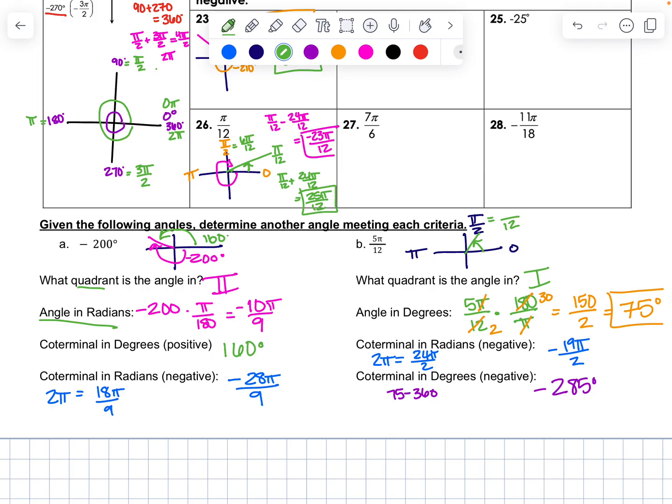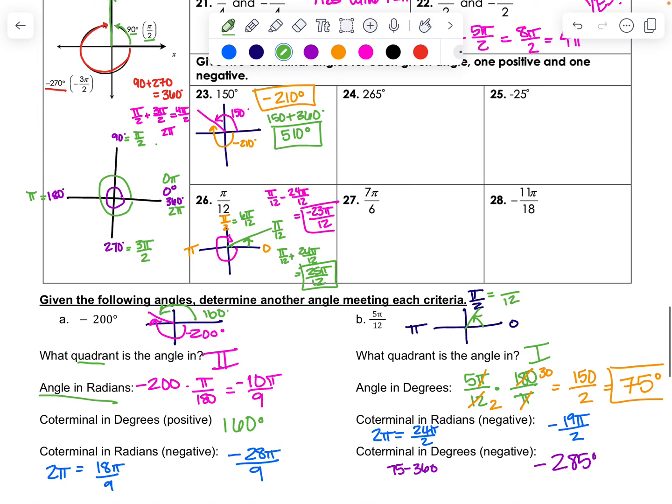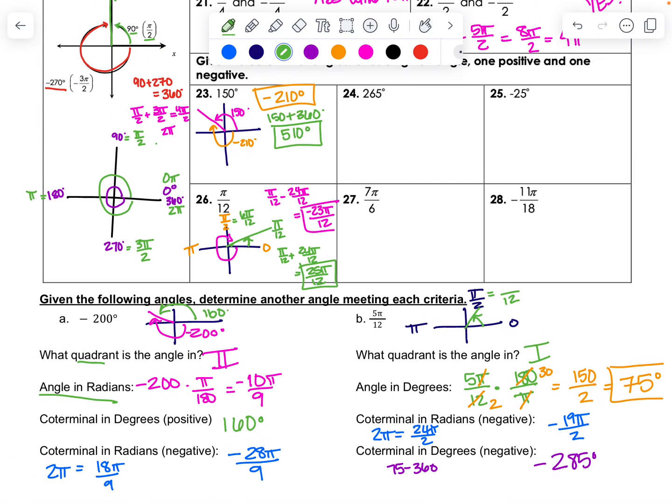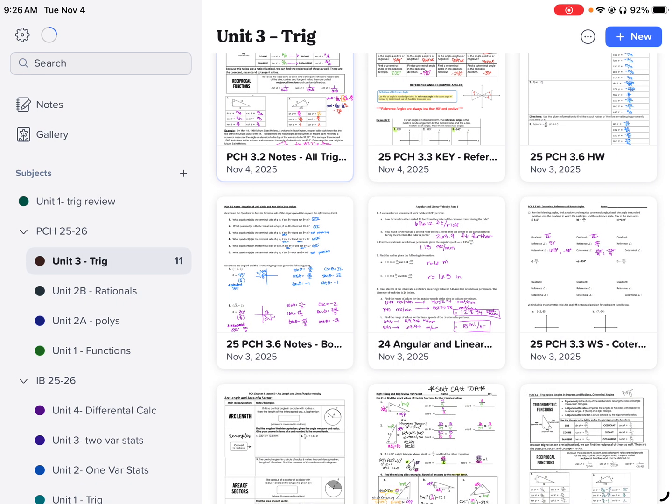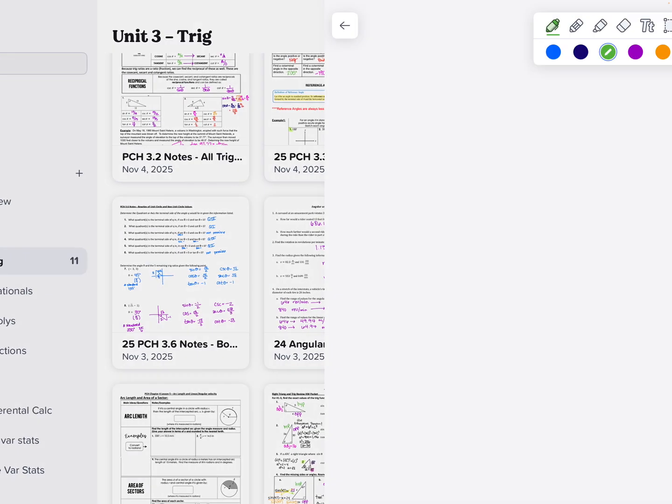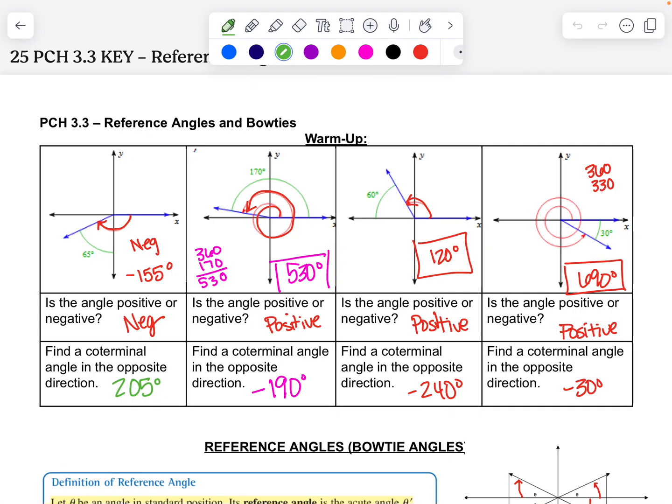So I'd like you to pause the video now, finish out these last few coterminals. So 24, 25, 27, 28, and then check that you get what I get on A and B below. So go ahead and pause the video, work through those 4 problems, make sure you're feeling good with that vocab before you move on. And when you're ready to move on, we're going to move on to 3.3.